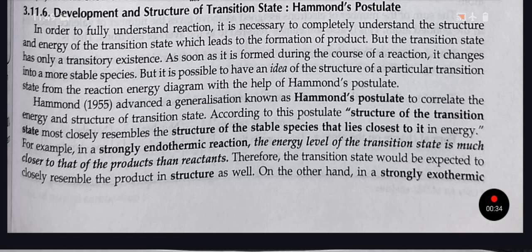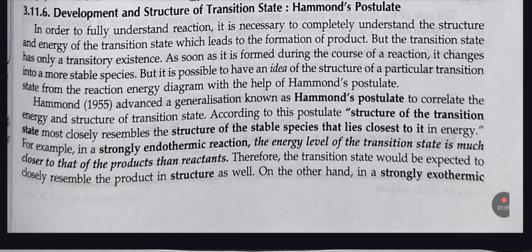Development and structure of transition state. Hammond's postulate. In order to fully understand a reaction, it is necessary to completely understand the structure and energy of the transition state which leads to the formation of product. But the transition state has only a transitory existence. As soon as it is formed during the course of the reaction, it changes into a more stable species. But it is possible to have an idea of the structure of a particular transition state from the reaction energy diagram with the help of Hammond's postulate.